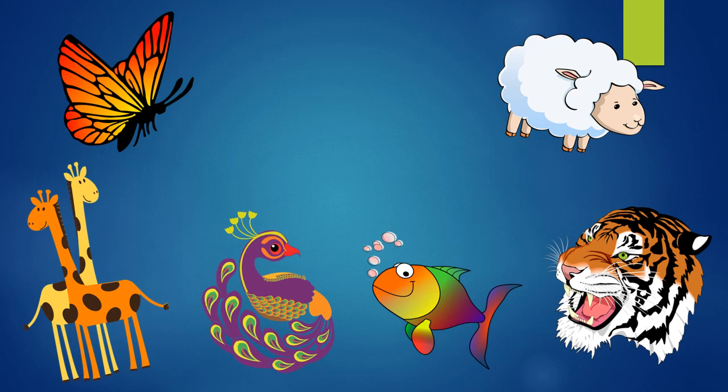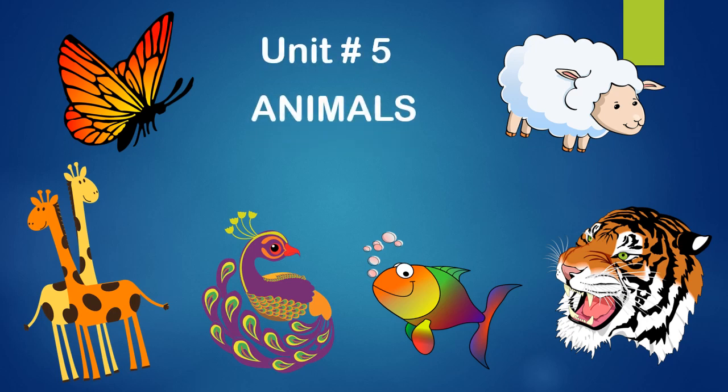Dear students, we were discussing Unit 5 in our previous lecture, which is about animals. We have discussed page 32, 33 of your book Oxford Primary Science. Now, today we will discuss page 34, 35 and 36. But before starting our lecture, we will do the recap.